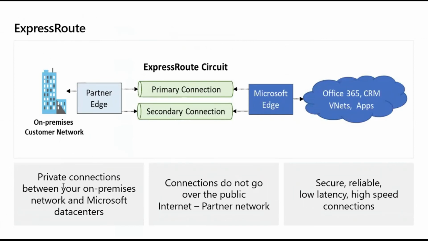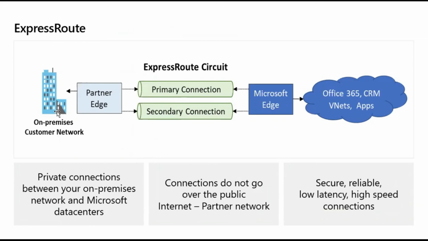ExpressRoute. ExpressRoute is a private connection between your on-premises network and Microsoft data centers. And connections do not go over the public network. It goes via a partner network, not the public internet. Secure, reliable, low latency, high-speed connections. ExpressRoute is kind of another VPN type of connection. It will be provided by an ISP.